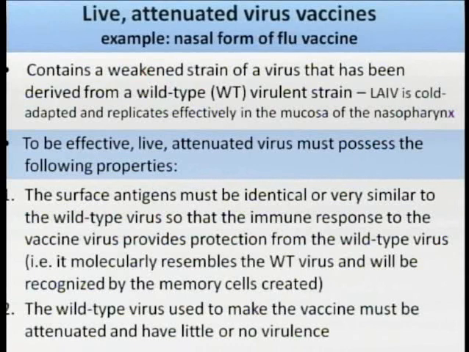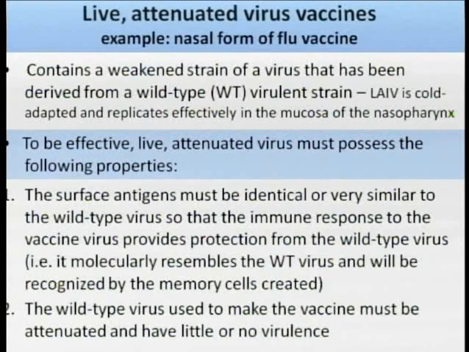Okay, so the first we're going to talk about is live attenuated. And the example I give for you is the nasal form of the flu vaccine. If you take that nasal form of the flu vaccine, this is a live attenuated. What that means is that it's a live virus, but it's weakened. So attenuated just means weakened. And it is unlikely to cause disease. It's weakened to the point that it's no longer able to cause disease. And these weakened strains come from what we call the wild type or virulent strain. But again, they are weakened to the point that they do not cause disease. However, in order for them to be effective, there are a couple of properties that these types of vaccines have to possess. One of them is that the antigens on the surface of the virus have to be the same or very similar.